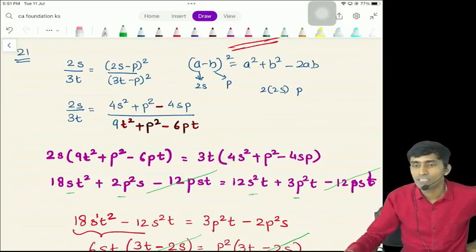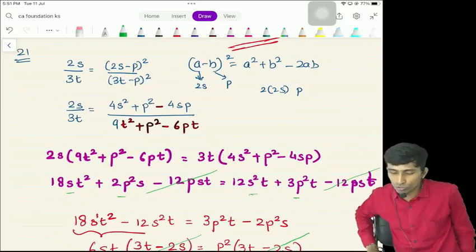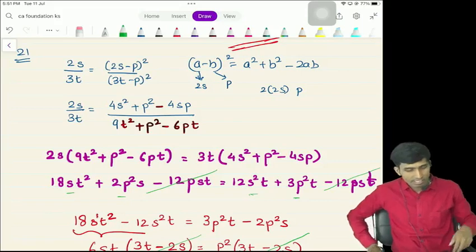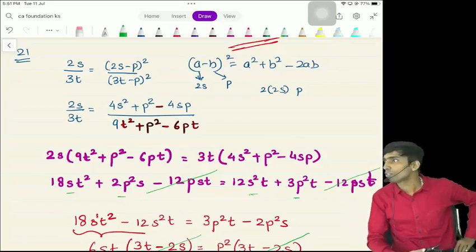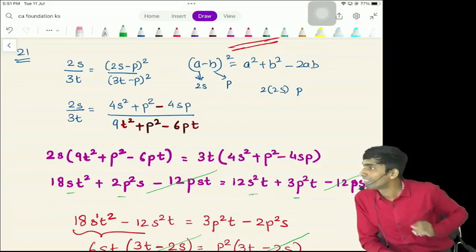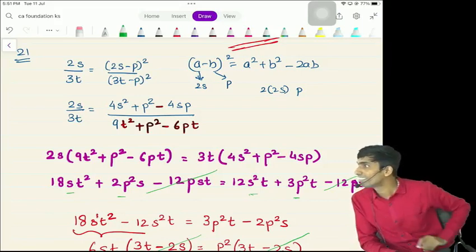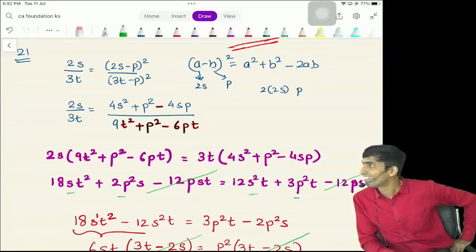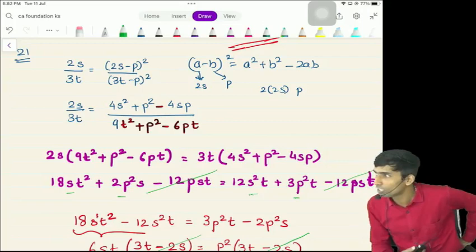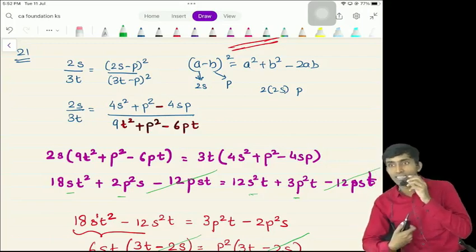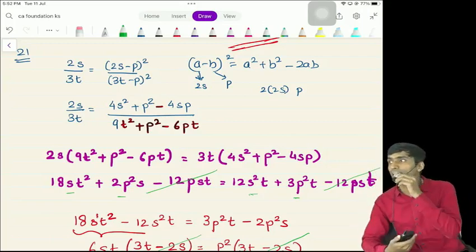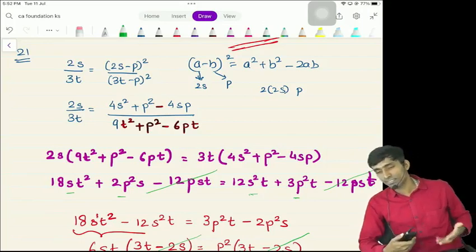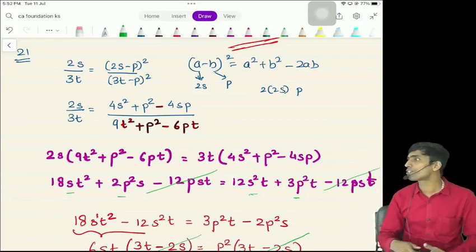If you get this type of sum, what should you do? Duplicate ratio, therefore p square. She is saying because it is a duplicate ratio, therefore it is p square. But it is not among the options, na?